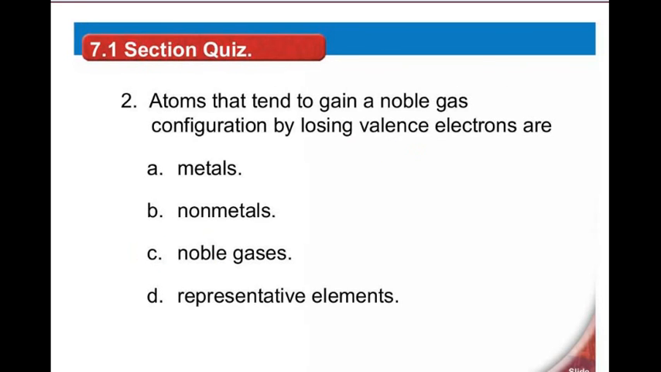Next question is this. An atom that tends to gain a noble gas configuration by losing valence electrons are metals, nonmetals, noble gases, or representative elements. And the correct answer for this one, if they're going to lose valence electrons, that means they're going to gain a positive charge. And that means metals are the ones that gain a positive charge. So that's going to be the right answer there. Okay, pause and next question.